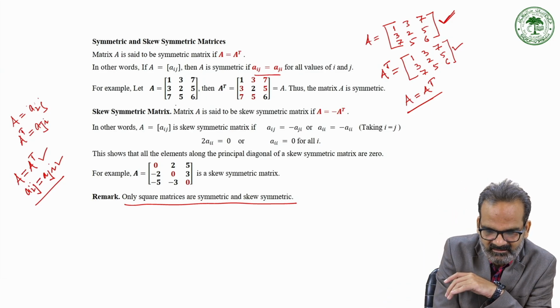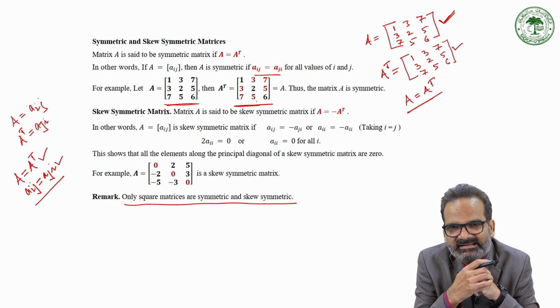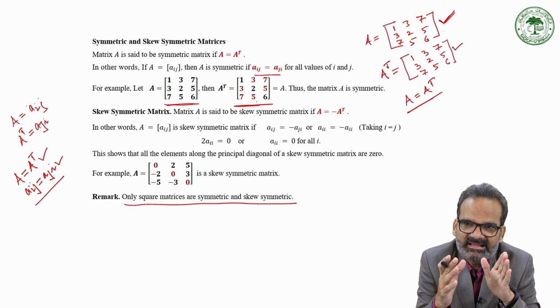See here, I have taken this matrix A like this. This is a matrix A. Then we have written here A^T, right? A^T and A both are the same. Therefore, the matrix A is symmetric.